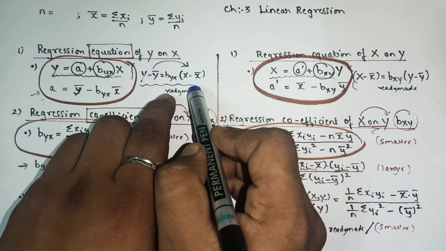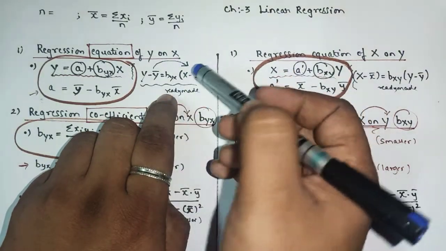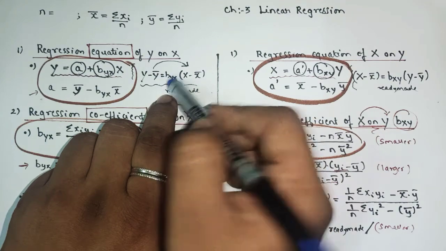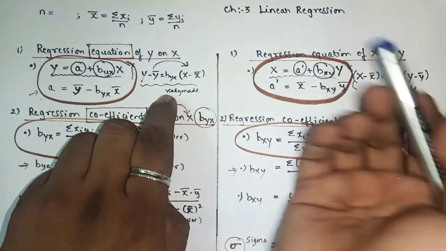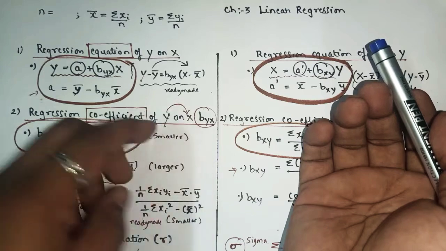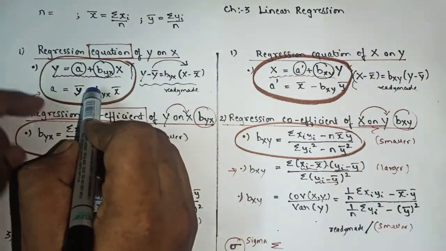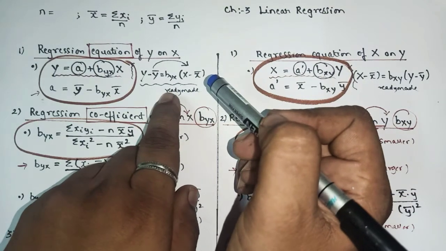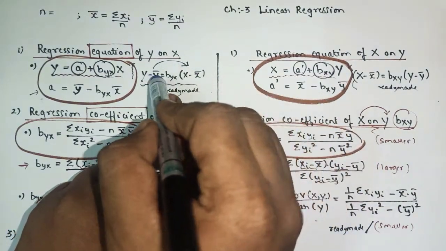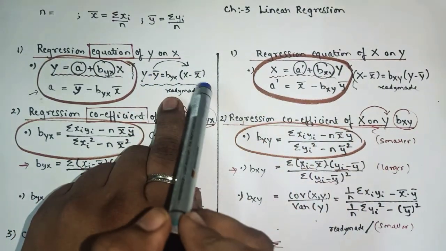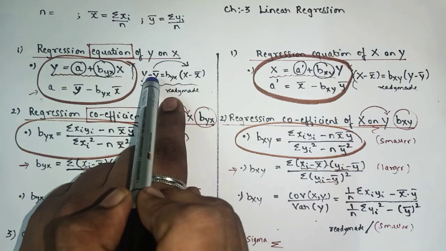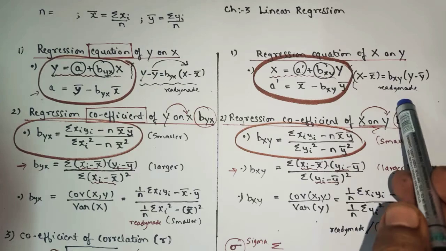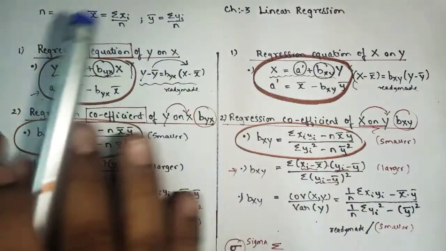When you apply this formula, what will happen? Simply you have to replace the values of x mean, y mean and byx. That's it, and you will get the answer. When you apply the first formula, you have to apply these two formulas. When you apply the second one, simply you have to apply this one formula, substituting the values of x mean, y mean, byx. You will get the answer. In both cases you will get the same answer.